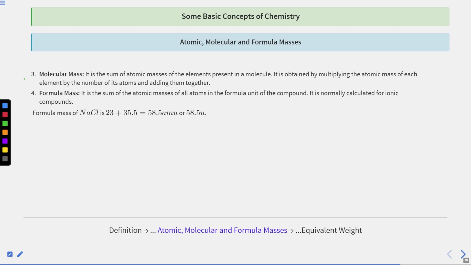Moving on to molecular mass. It is the sum of atomic masses of the elements present in a molecule. It is obtained by multiplying the atomic mass of each element by the number of its atoms and adding them together. So this is the way by which we can find the molecular mass of an element or a compound. Formula mass: it is the sum of atomic masses of all the atoms in a formula unit of the compound. It is normally calculated for ionic compounds. This is a point to be noted. So the formula mass of NaCl will be 23 plus 35.5 equal to 58.5 atomic mass unit, or 58.5 u. NaCl is an ionic compound, and we can find its formula mass like this.